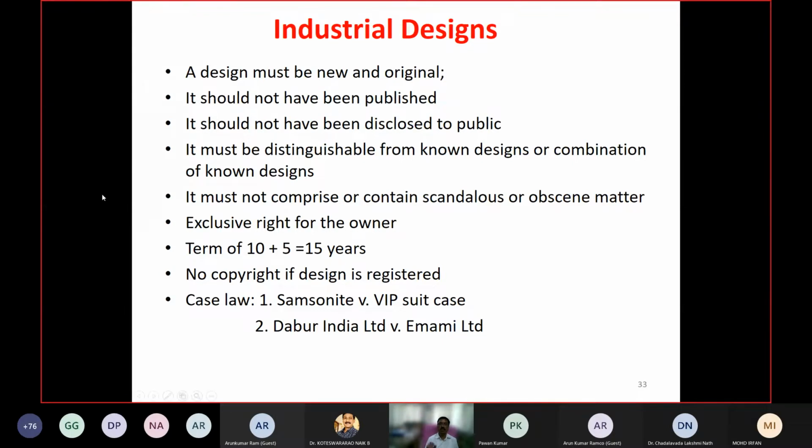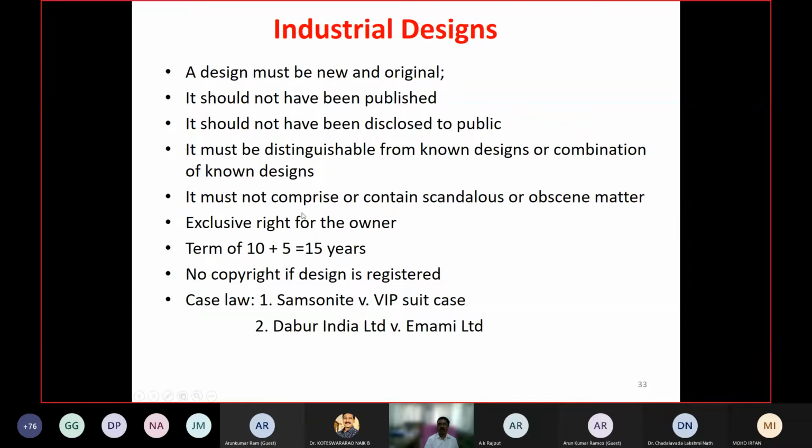So it should not have been disclosed to the public, so that novelty is not lost. And it must be distinguishable from known, existing designs. If it is an imitation of an existing design, there is no novelty again. If it is a combination of already known designs, again there is no novelty, so it cannot be registered. This is the basic requirement of the novelty test, which it has to pass.